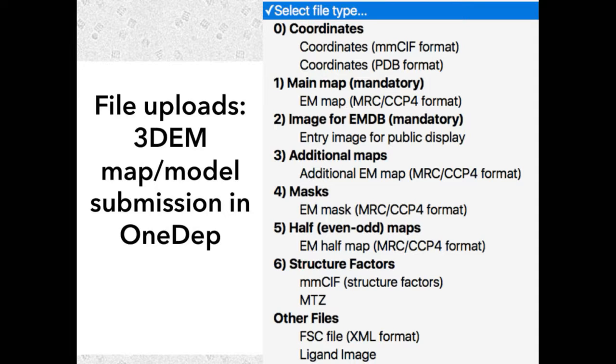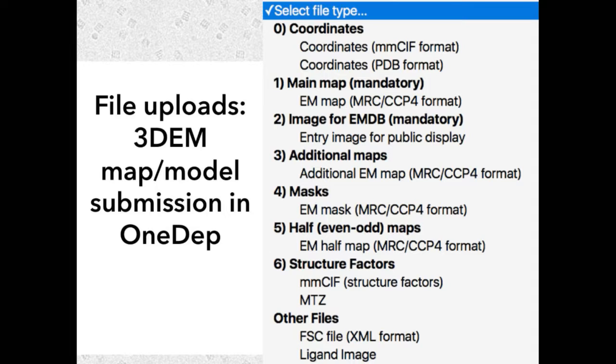And structure factors can be uploaded. That's kind of an interesting one. So of course, for 2D crystal structures, you expect to have structure factors, but we actually also get structure factors from people who take their map and invert them into structure factors for refinement purposes. PDB doesn't really want them because they're not primary data, they're derived data, but EMDB will take them. And in addition, you can upload an FSC file, which I'll say a little bit more about.